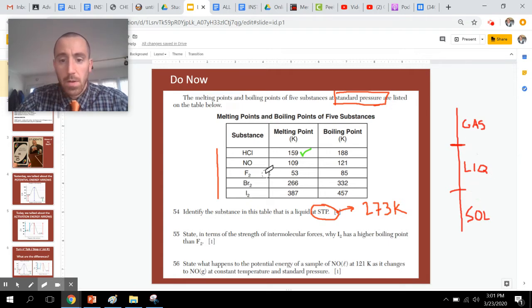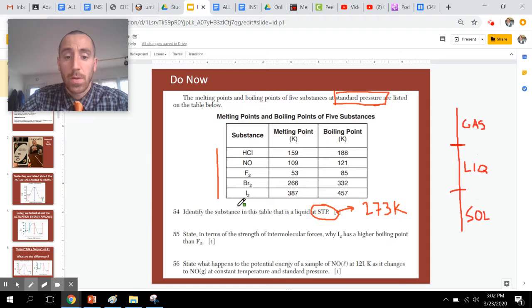Similarly, if you looked at NO, its melting point would be 109. So it's already turning from a solid to a liquid at 109 Kelvin. And then it goes from a liquid to a gas at 121 Kelvin. So anything more than 121 is a gas, and 273 is more than 121. Therefore, that can't be right either. F2 follows more of the same. Now, this one looks like something we can talk about.